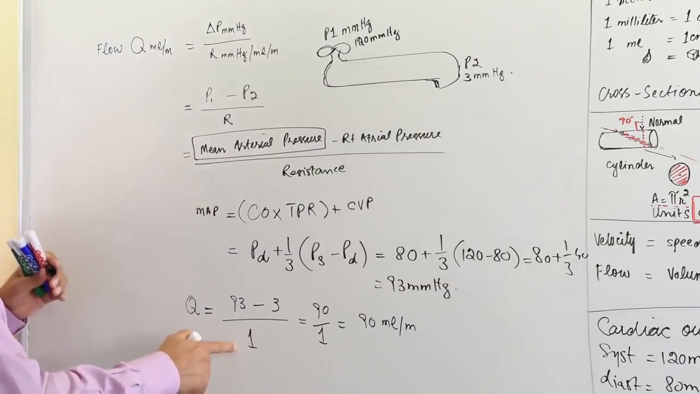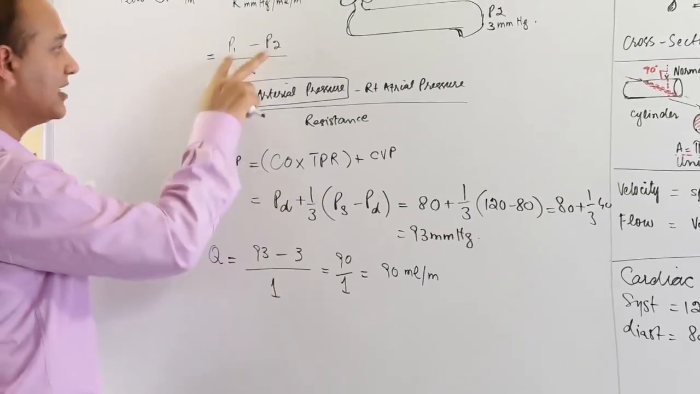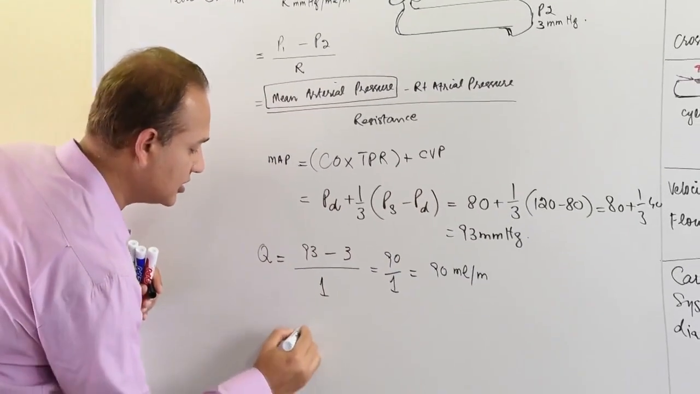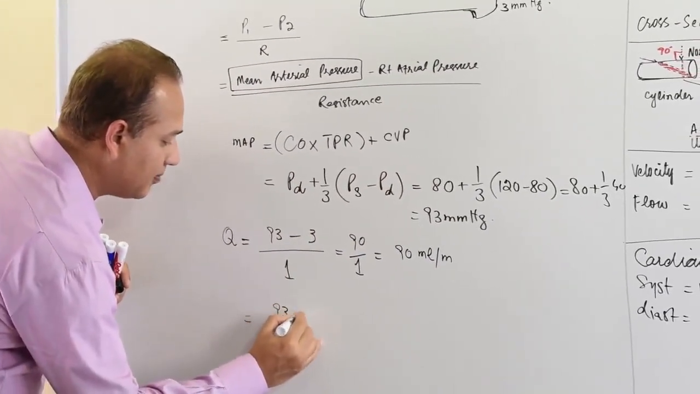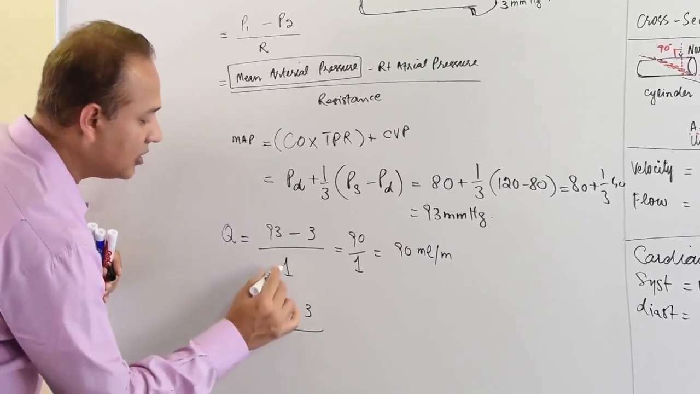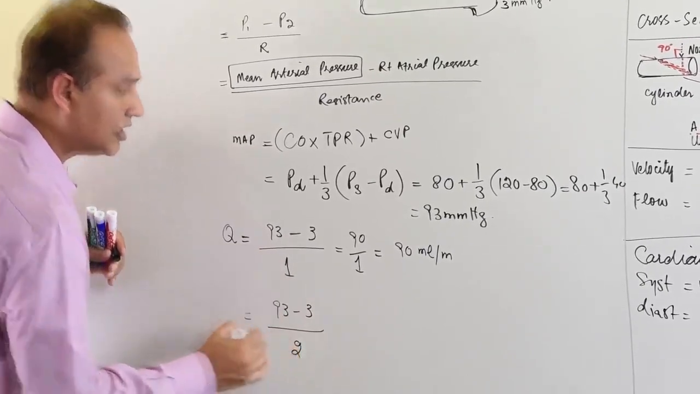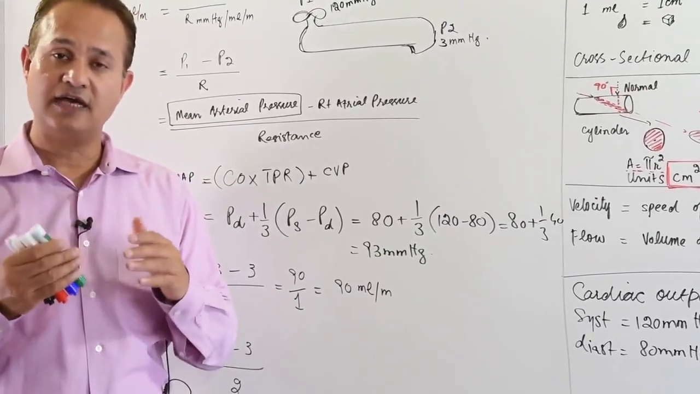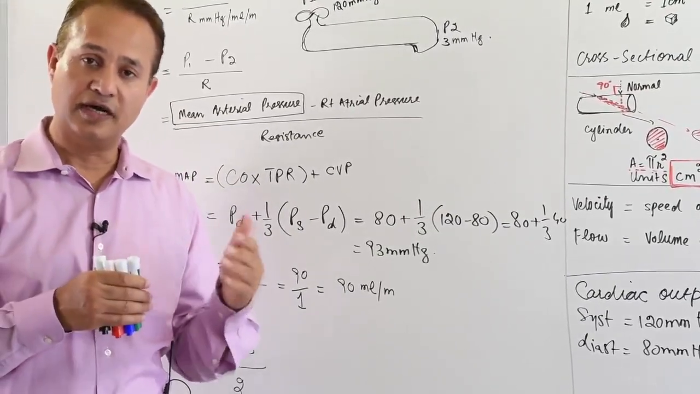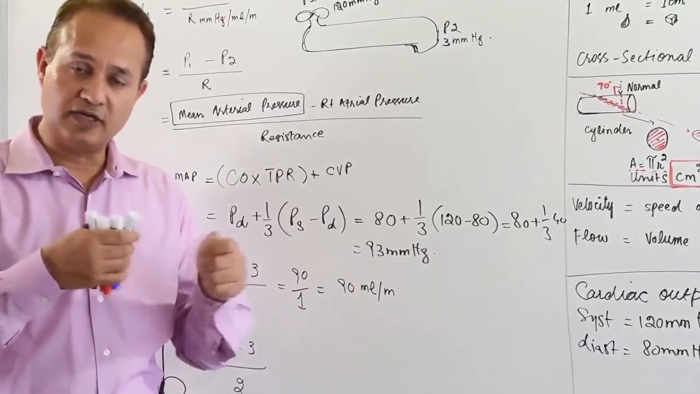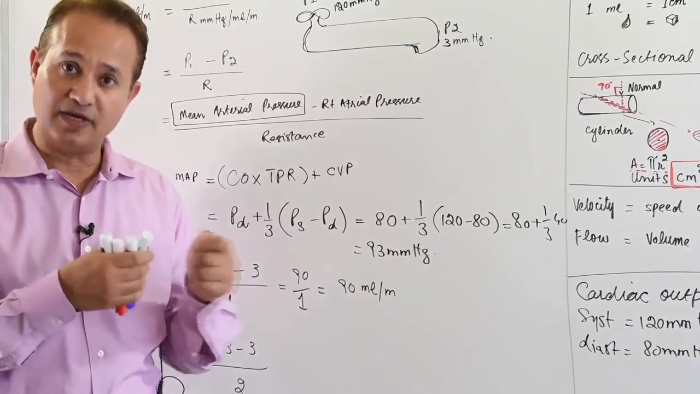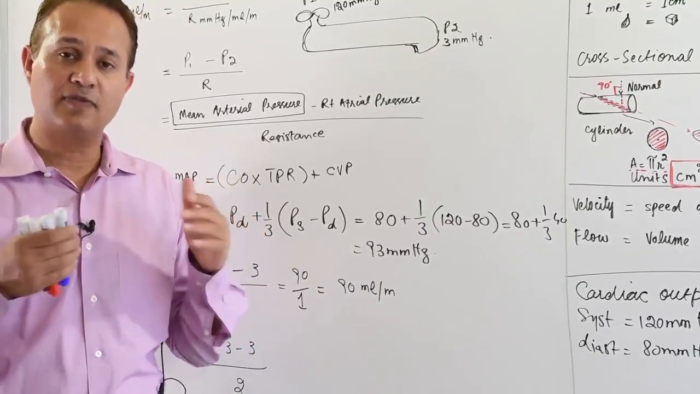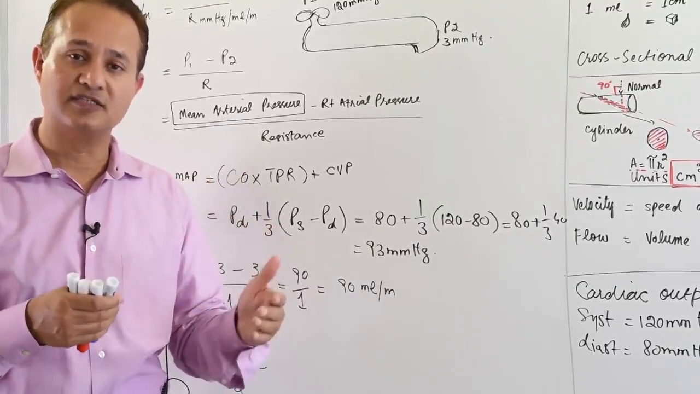Now let's look at the resistance. Let's keep the pressure gradient constant and change the resistance. So the pressure gradient here is 93 minus 3. And this time we'll make resistance 2. How do we change the resistance? Remember, there are arterioles. The arterioles have alpha 1 and beta 2 adrenergic receptors, and our sympathetic and parasympathetic systems can manipulate those to increase or decrease the resistance in them. So the radius of the blood vessels is really important to change the resistance.